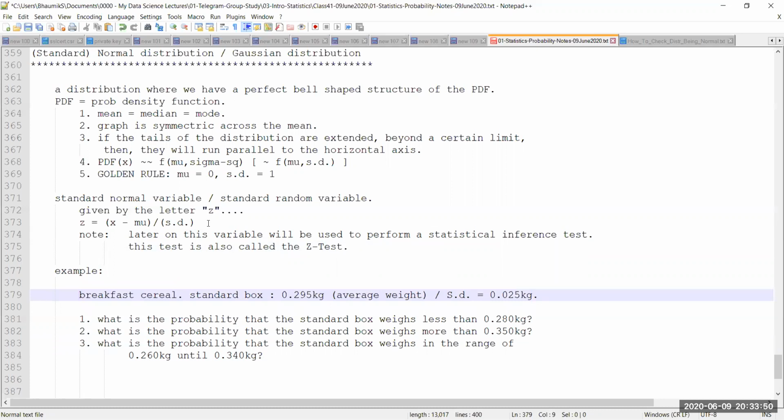I have a standard box of cereals, whose company is claiming that the average weight is 295 grams, that is 0.295 kg. The standard deviation is only 25 grams. Right, so this is what they have given.